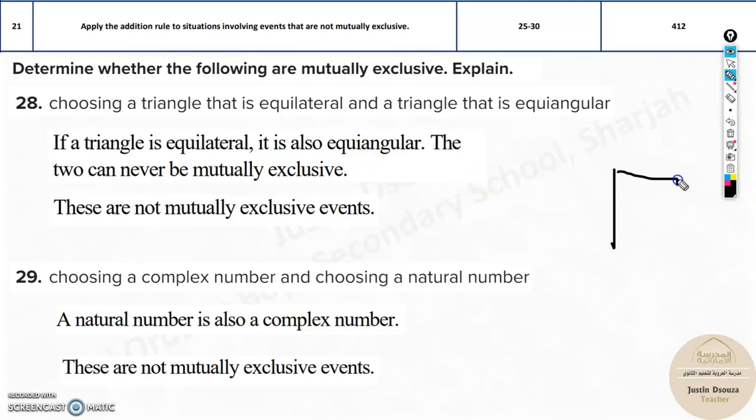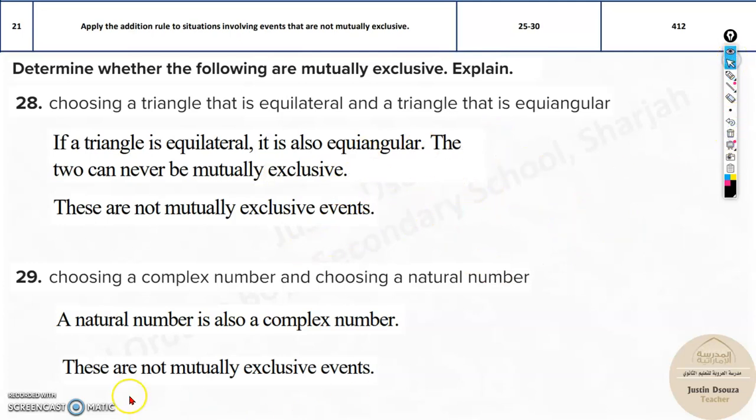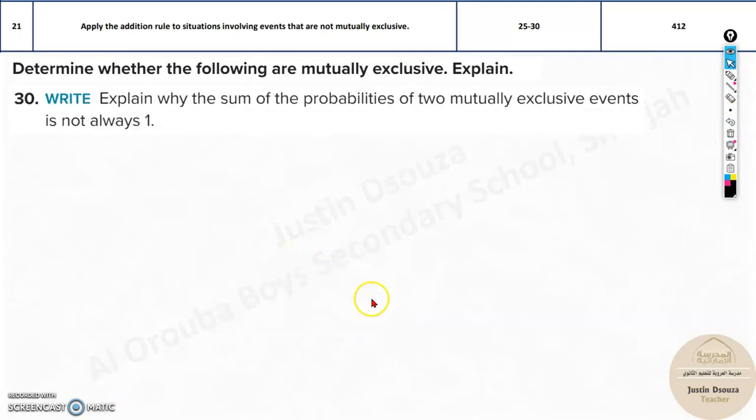But with the same deck of cards, if I am picking either a 2 or a 3, this is mutually exclusive, because there are only 4 twos, and 3s, I can't have a common card between 2 and 3. So they are mutually exclusive. So that is what it means. Over here, it is not mutually exclusive.